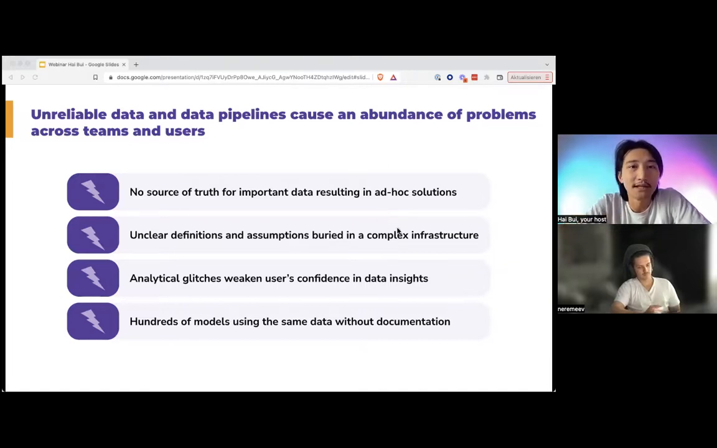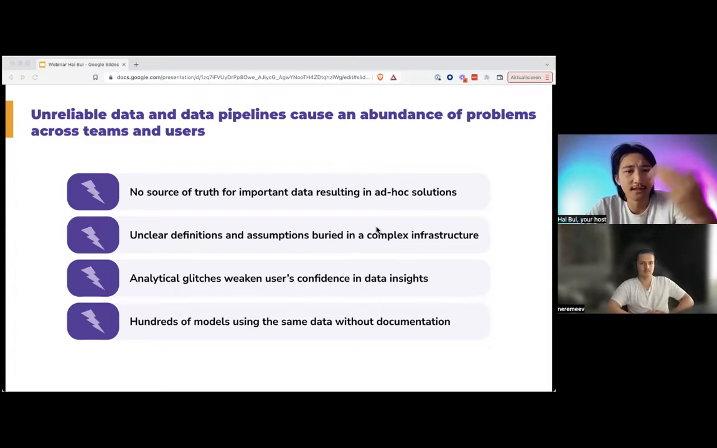Then analytical glitches could weaken users' confidence in your data insights. And as your stack grows bigger, you have 100 models, 100 tables, 1,000 tables, and you might not have clear documentation for all of them, and you don't know where the data came from and if you can use it or not.